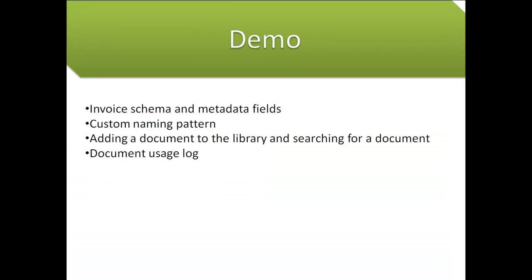Now we're going to go over to the live demo to see how library administrators can set and manage metadata field classification standards. We're going to be having a look at the invoice schema and its metadata fields, as well as its membership. We're also going to have a look at the custom naming pattern that is set up for all the invoice type documents. We're going to add a document to the library using those metadata fields that are in the schema, and then we're going to search for it. And we're also going to have a look at the document usage log.